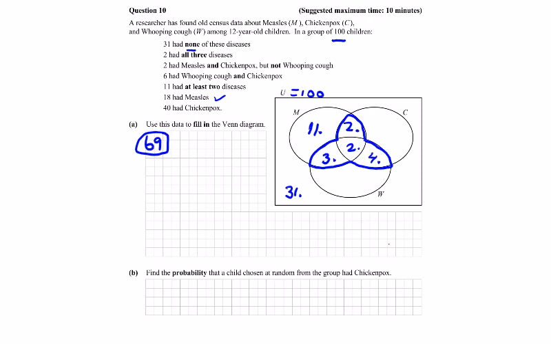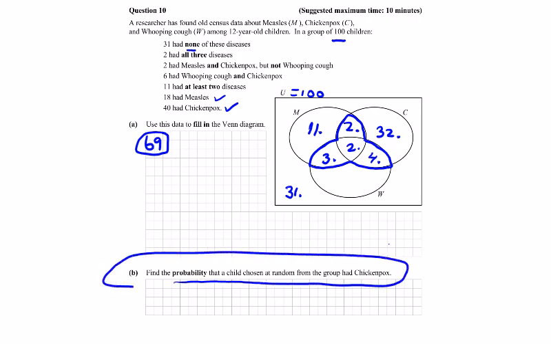40 had chickenpox. Well, we've 4, 2, and 2. We've 8 in there, so for chickenpox that leaves 32. So find the probability that a child chosen at random had chickenpox. It doesn't tell us anything about this section here, so we need to find this one. Although we have chickenpox, we don't actually need that one. The probability that the child had chickenpox: well, we're told chickenpox is 40, so 40 over 100.